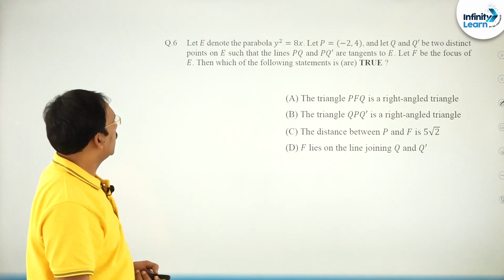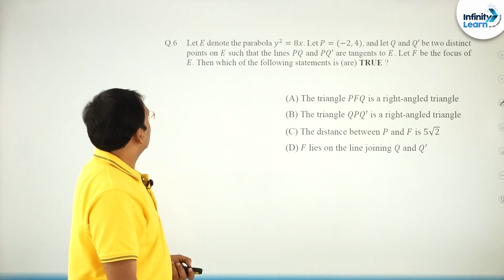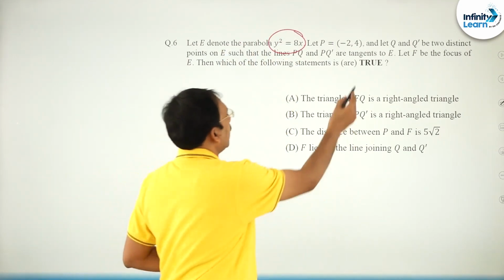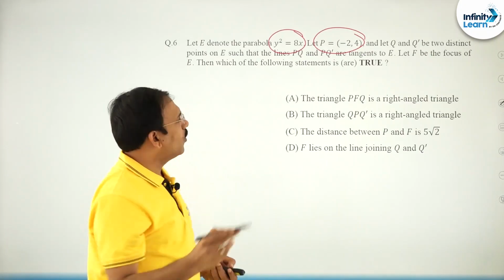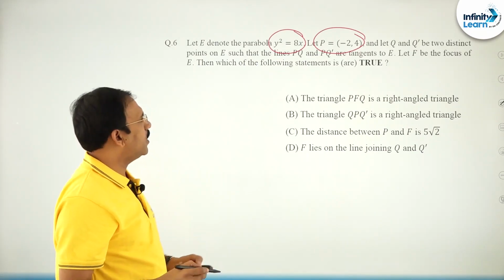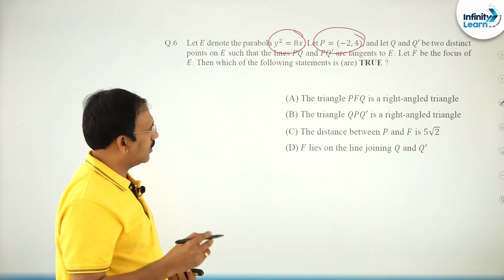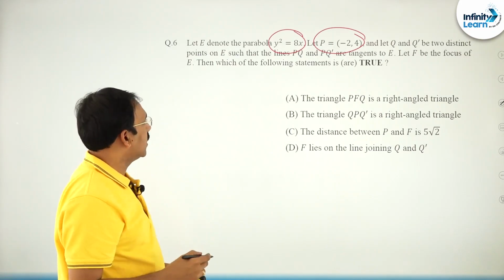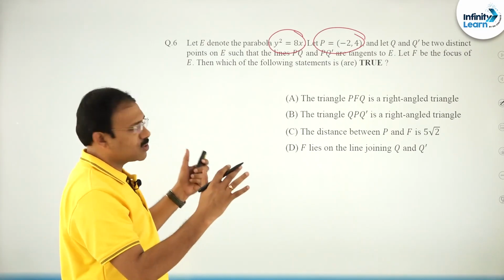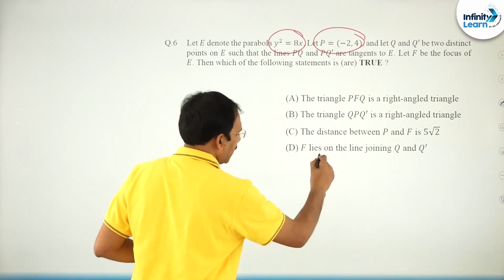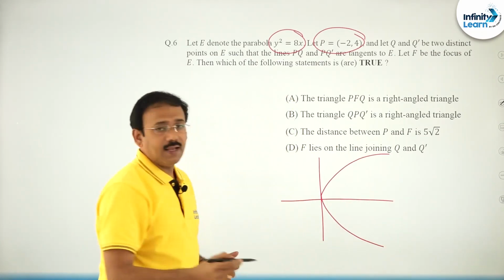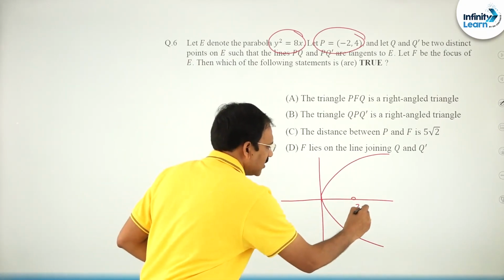Next my dear students, you see this question. If E denotes the parabola y square is equal to 8x, P is the point (-2, 4), Q and Q dash are two distinct points on E such that the lines PQ and PQ dash are tangents to E, and F is the focus of E, then which of the following statements are true? You see friend, the problem is so simple, it seems big but it is just properties of parabola. You see y square is equal to 8x is this parabola, right? Immediately the focus is (2, 0), isn't it?